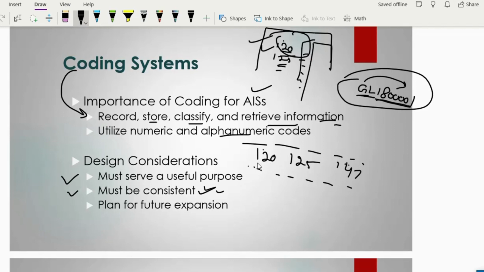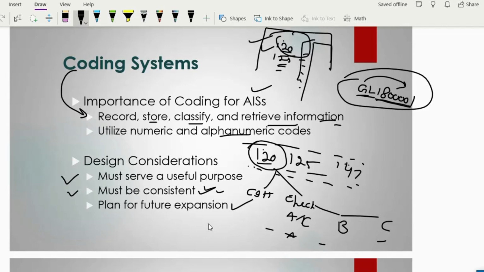So there should be consistency. And when we are designing these codes, we should take care of future expansion. Let's suppose right now we are maintaining only one account of cash, but in future maybe we want to maintain all our cash accounts separately. What does it mean? It means cash in hand, then the checking account in bank A, then the checking account in bank B, checking account in bank C. So our checking accounts or current accounts. So now I need four codes.